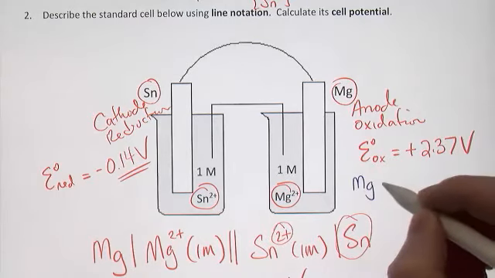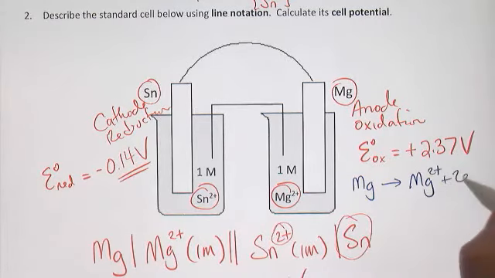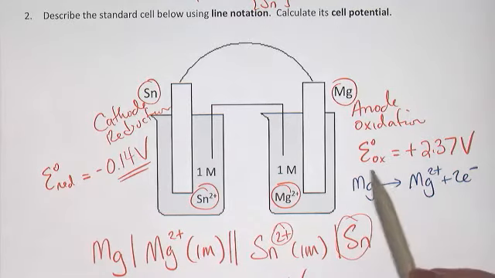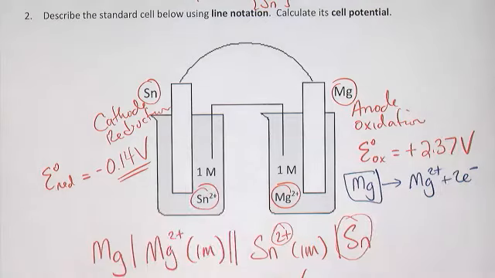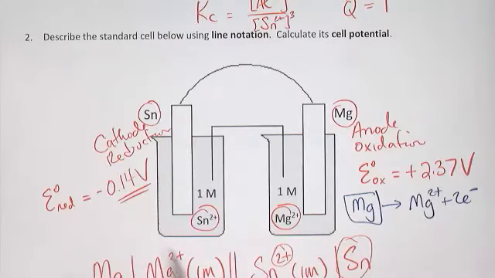Mg is becoming Mg2+ and losing electrons. So magnesium metal is a reactant. So would that electrode get larger or get smaller? It would get smaller. Magnesium is a reactant, it gets used up. So yes, the magnesium metal would get smaller. So saying this magnesium gets heavier, that's not true, right? It gets lighter. What's happening at the other half cell?